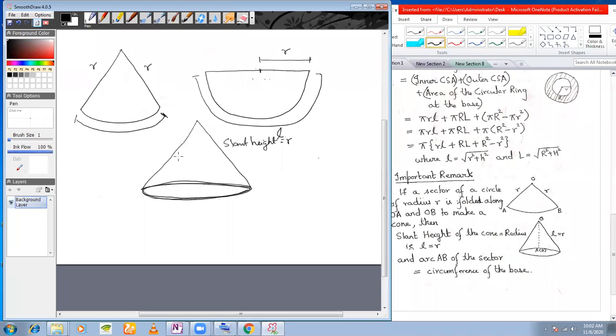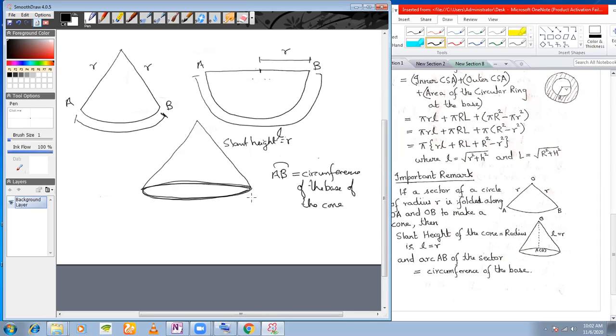So if I call it arc AB, this arc AB of the sector or the semicircle must be equal to the circumference of the base of the cone. That is what.